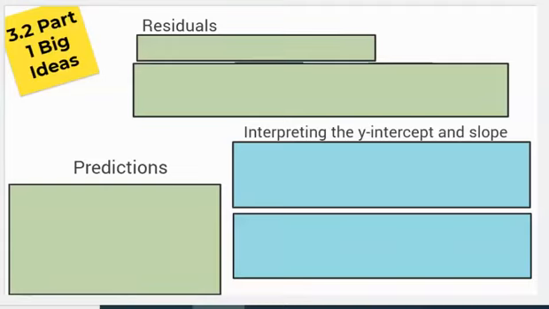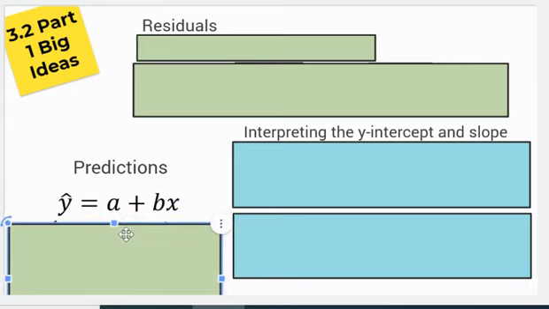Hey everyone, in this video we're going to be looking at the big ideas for section 3.2 part 1. We're actually going to start down here in the bottom left hand corner with predictions. And we're going to look at this equation for our line of best fit. Now it has some other names that we'll get to eventually, but we'll just call it the line of best fit or our prediction equation.